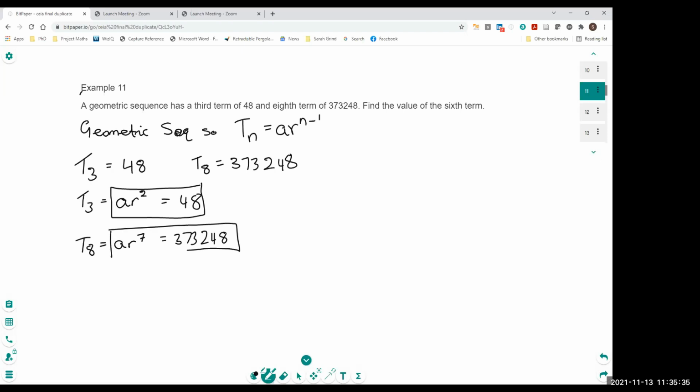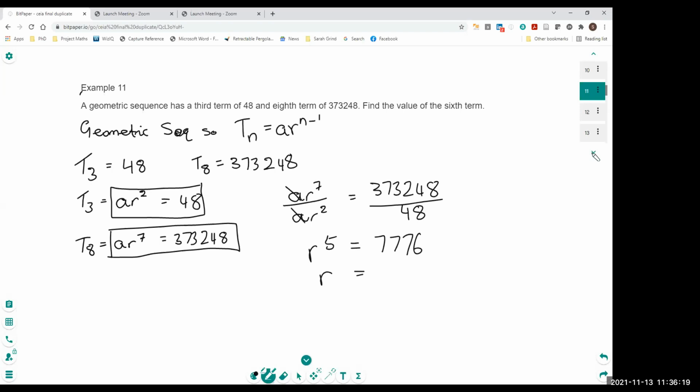Second equation. And if you divide one by the other, you divide a r to the power of 7 by a r squared, and 373,248 by 48. It'll help us to solve this. I'm dividing them by each other for no other reason than to solve them. So if you divide those two, you have to divide these two. And that gives us a r to the power of 7 divided by a r squared, so the a's cancel. r to the power of 7 divided by r squared is r to the power of 5. And that's equal to 7,776.